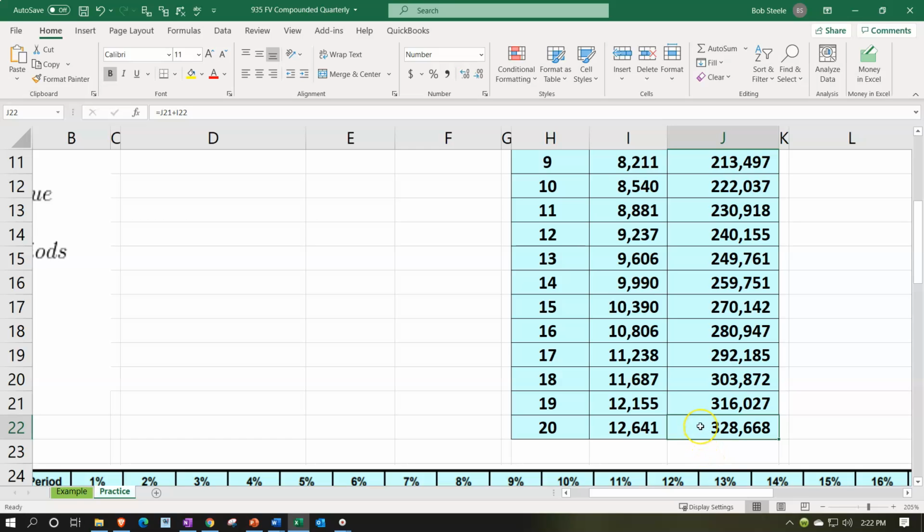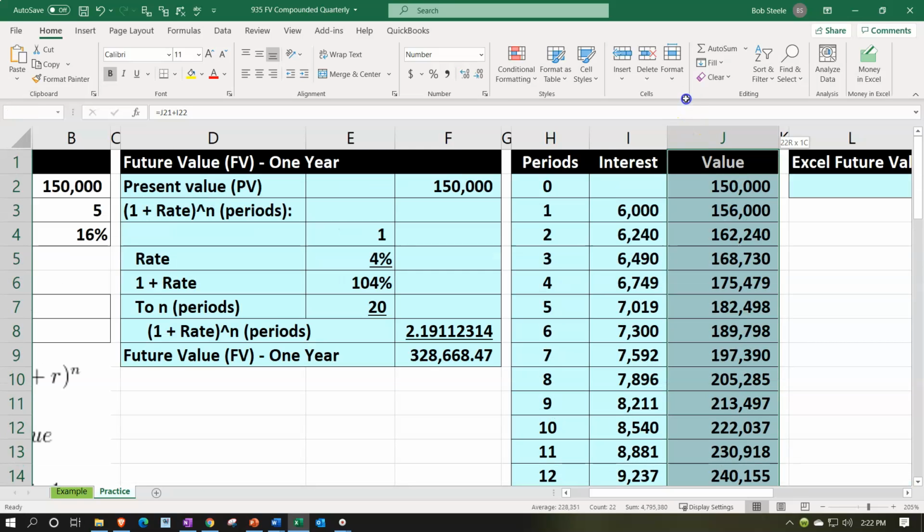328,668. You can see this is a tedious thing to do if we were to do it by hand, because as we go to compounding for something more than a year, compounding quarterly or compounding monthly, then the periods become a lot longer, but still easy to do with Excel if I set up the table correctly at least, because then you can just auto-fill it down.